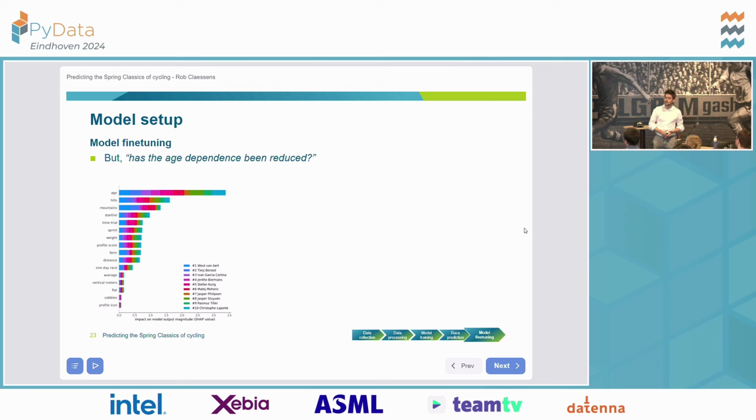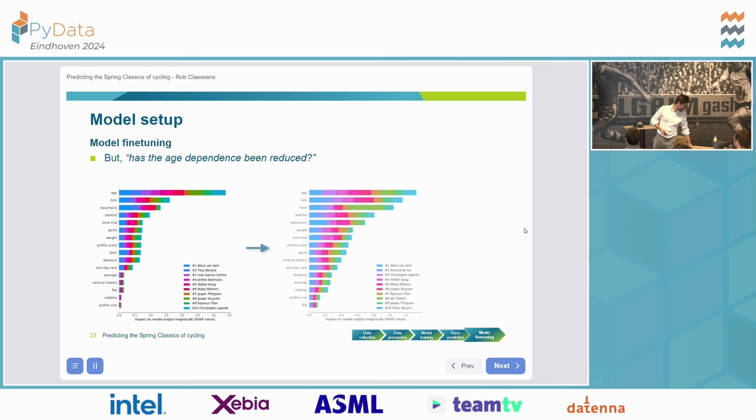But then, of course, I need to check if this age dependence has been reduced. And the answer is yes. With the fine-tuned model, I made this graph again. Of course, the top 10 changed a bit because my model changed. And you see that age, or I hope you can see it, age is still on top. But of course, the relative difference has become a lot smaller. What you can also see is that form, which I think is an important one, used to be here, and now it's at 3rd place.